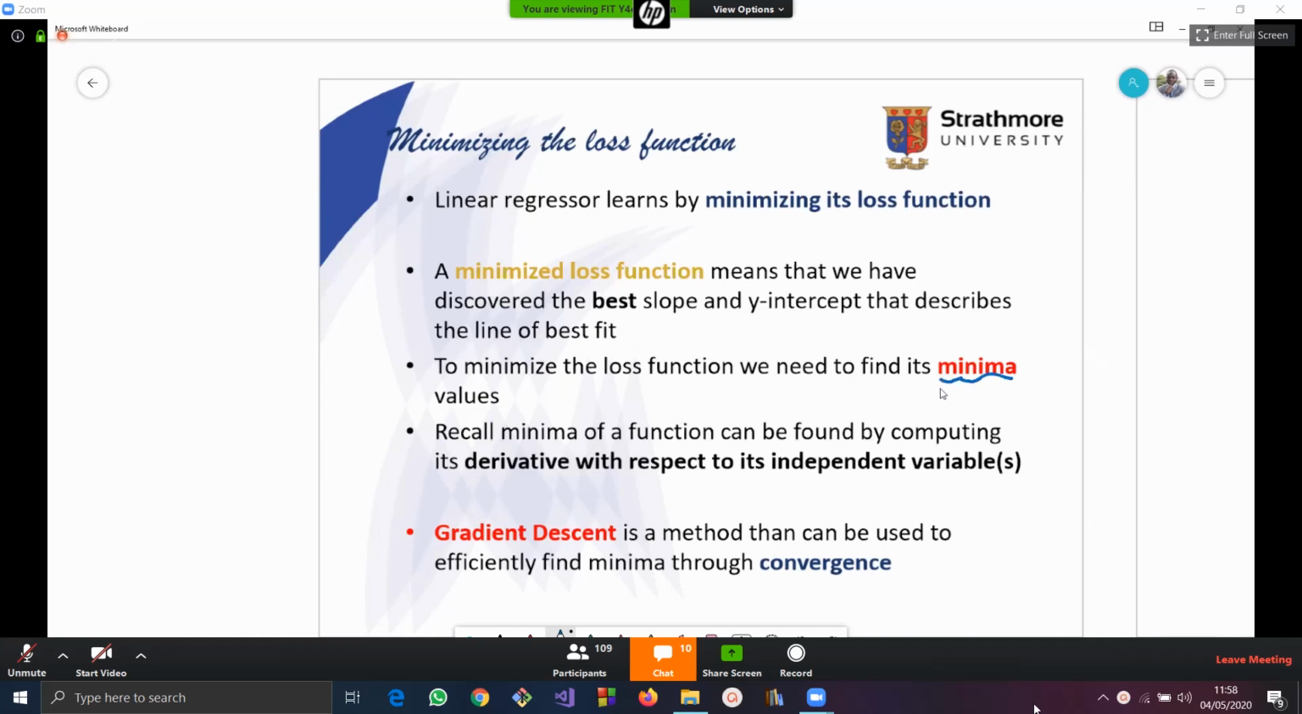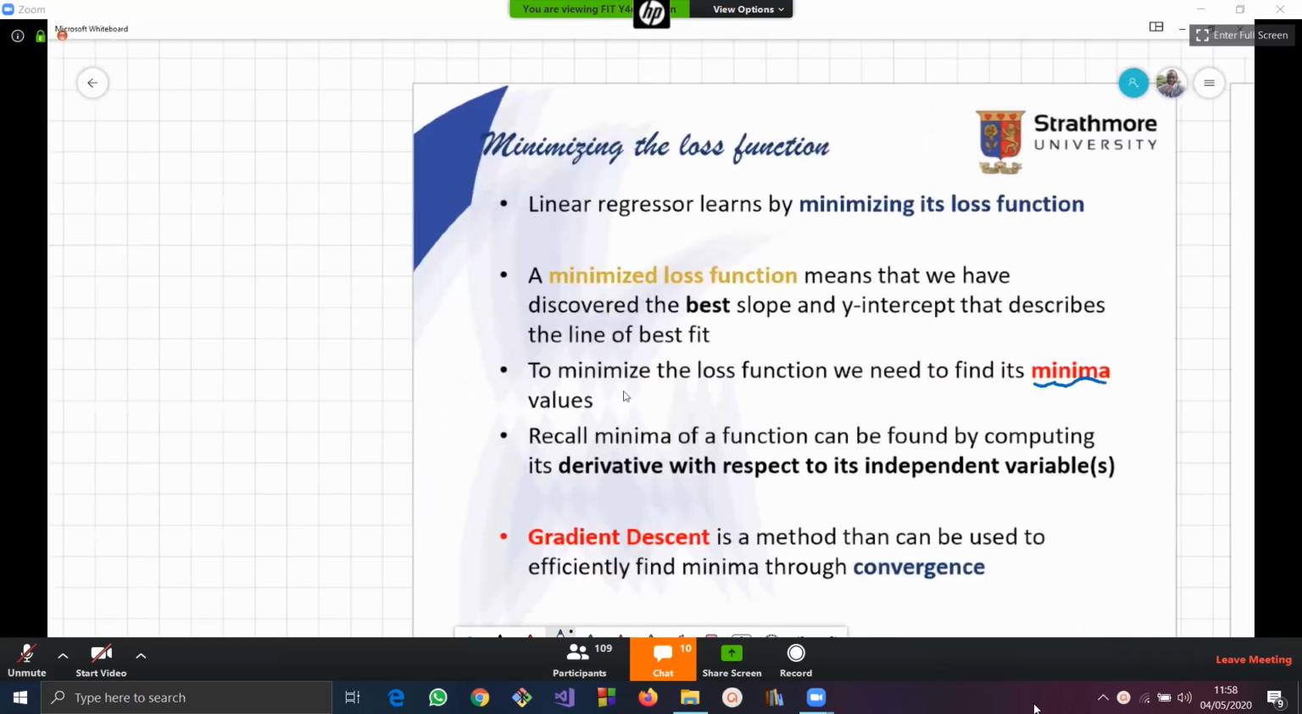The minimal value, or the minimum value, can be gotten from the information on the first derivative. So now what we are going to do is actually compute derivatives. This is the information carried in derivatives.